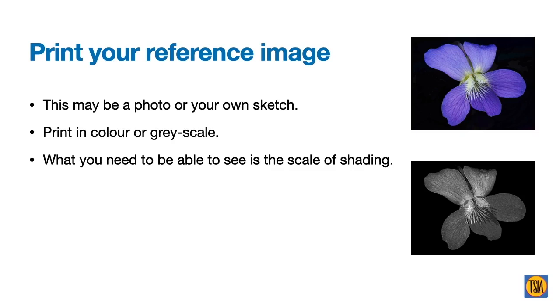Begin by printing a copy of the photo. This may be a photo of your own, or even a drawing or sketch you've created. You can choose to print in colour or grayscale. In many cases it doesn't make any difference, but if the colour image is clearer than grayscale or vice versa, then choose the best one for tracing. Whichever you elect to use, be sure you can clearly identify defined areas of shading and the main features of the design.